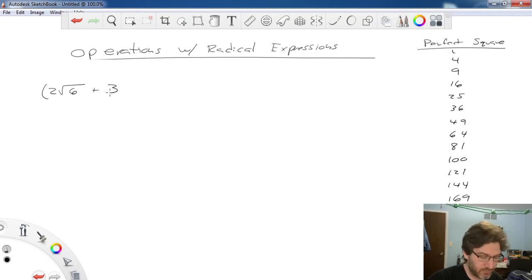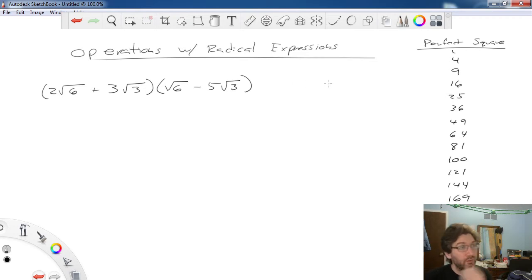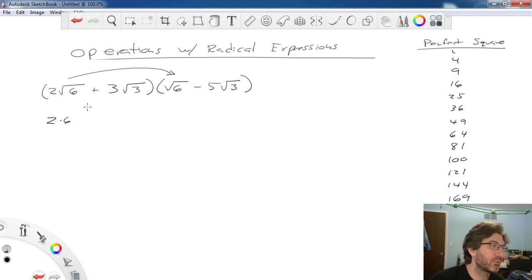6 plus 3 square roots of 3 times square root of 6 minus 5 square roots of 3. Alright, so we're going to go ahead and do our first. You'll note that the square root of 6 times the square root of 6 can be combined here. Oh, well, we're not adding them, we're multiplying them, so it's going to be 6. So it's going to be 2 square roots of 6 times the square root of 6, which is going to be 2 times 6, which is going to be 12.